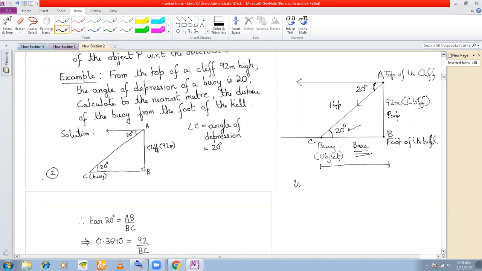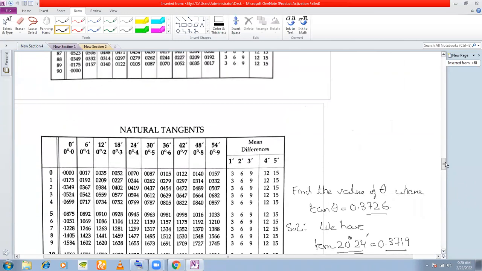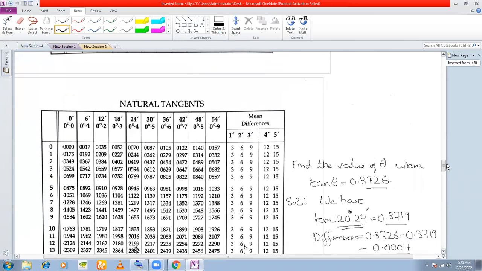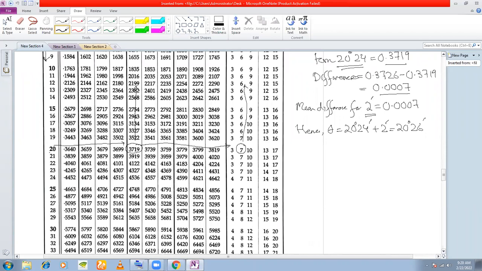Okay. So we have tan 20 degree is equal to perpendicular by base. Now, how do you find out the value of tan 20? You refer to the tables, right? This is your tables. So let's look at the natural tangents table. Tan 20 we need to find, right? So you start from 0 here and start moving down till you reach 20 here, 20. And what is the value of tan 20?